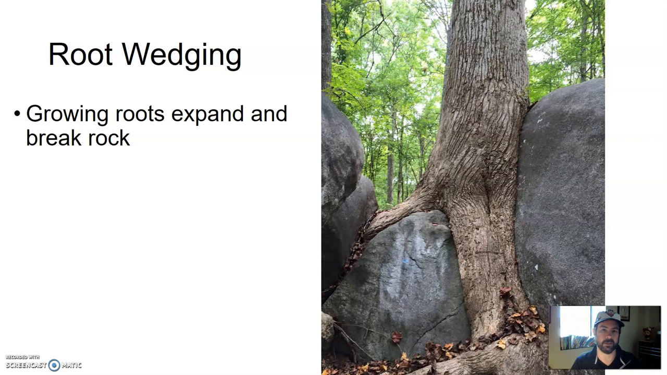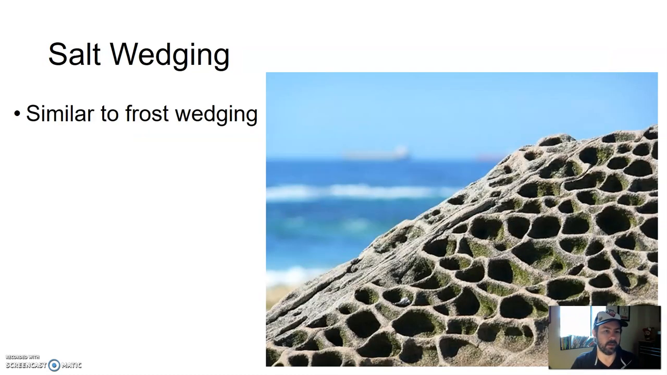Root wedging is another mechanical weathering style in which, instead of water expanding as it freezes, you get roots of plants that either grow into cracks in rocks, or maybe a seed fell in a crack and started to grow. And as those roots grow, they serve that same purpose. And as those roots expand, they'll crack and break rocks. And then there's salt wedging. It's somewhat similar to frost wedging.